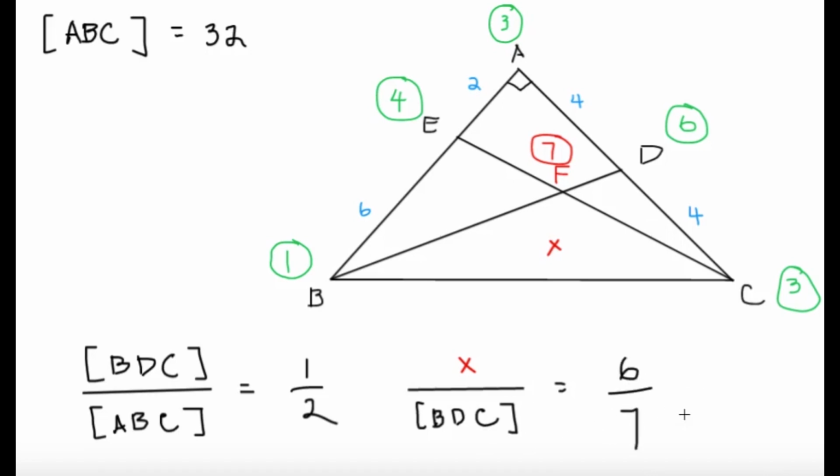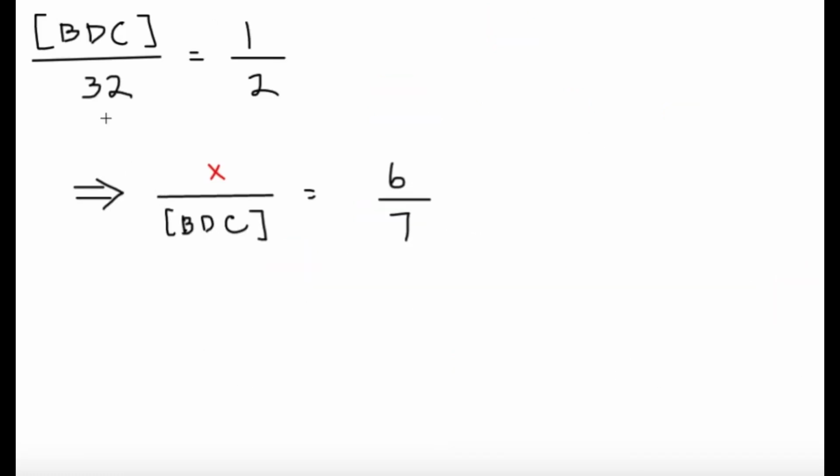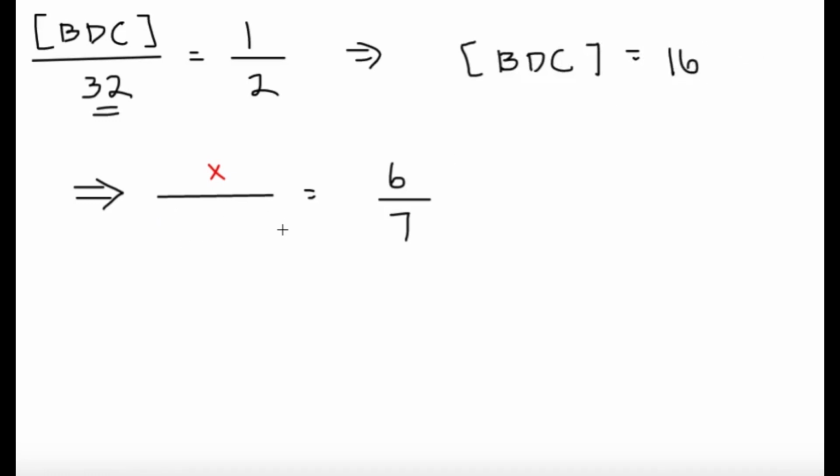Now with these two pieces of information, along with the fact that the area of triangle ABC is given to be 32, we will be able to get what x is. I substituted here the area of triangle ABC, so we can solve for triangle BDC. This gives us that the area of triangle BDC is 16. After we have the 16, we can solve for x, because x over the area of triangle BDC, which is now 16, is equal to 6 over 7, and from here we get that x is equal to 96 over 7. This is not yet the final answer.